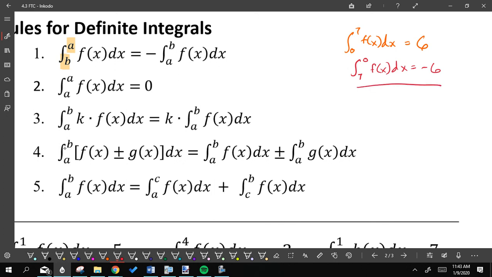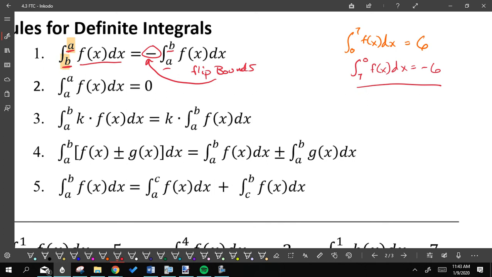If you go from b to a of a function, instead of finding the area under the curve starting at a and going to b, or in other words, if you flip your bounds, you're going to have a negative sign. It's just the negative answer. Yesterday we got 6. If you would have flipped the bounds, it would have been negative 6. If you flip your bounds, you change the sign. Good on the first one?